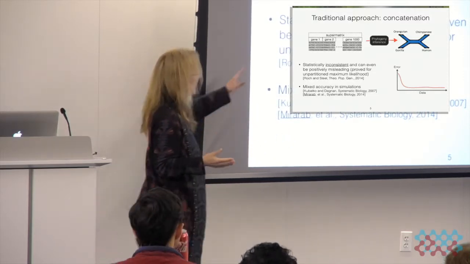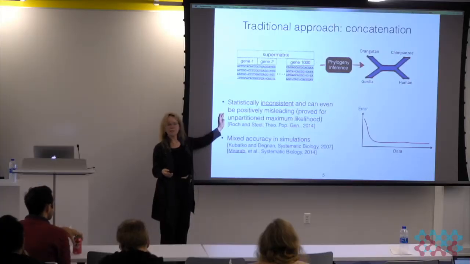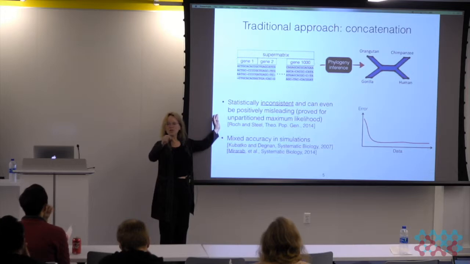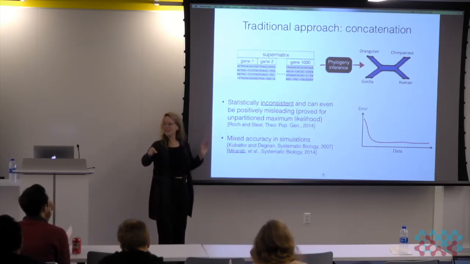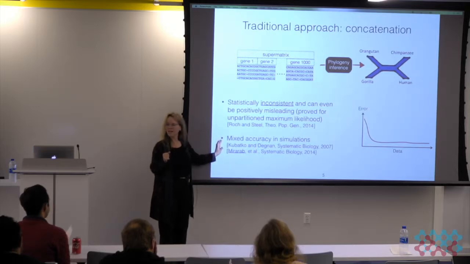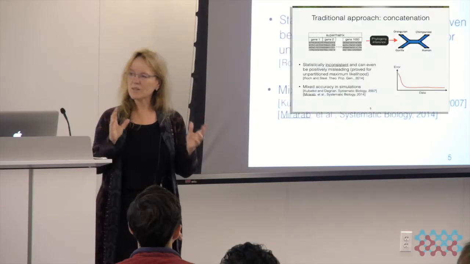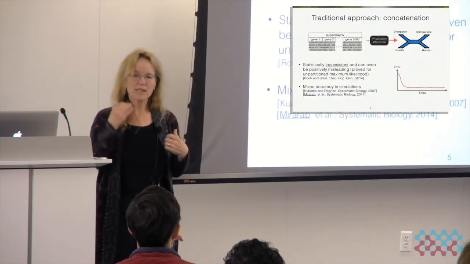Concatenation is provably inconsistent, and worse, it can be provably converged to the wrong tree with confidence going to 100%. So you can get an analysis that, according to statistical support, you have 100% confidence in that's wrong. But in simulations, it's not so dire. In fact, in simulations, and I'll show you some, sometimes it's very good and sometimes it's not good. So it's a mixed story in simulations, but from the mathematical theory, it's bad.